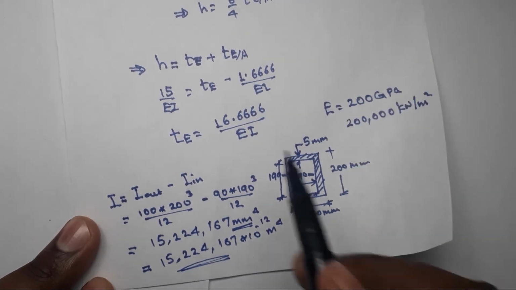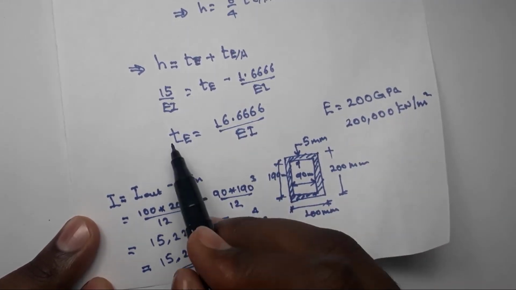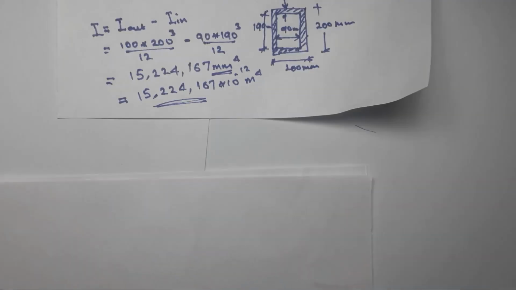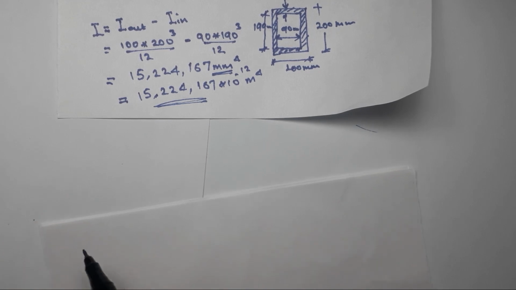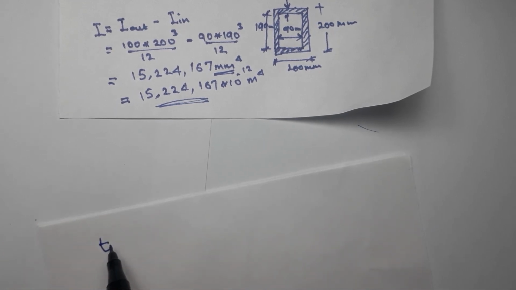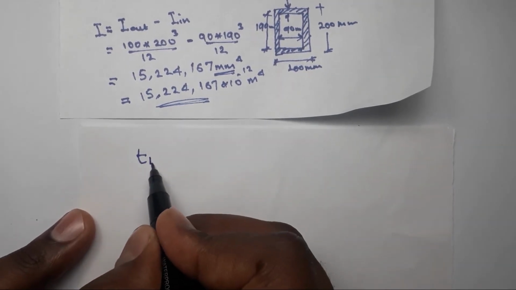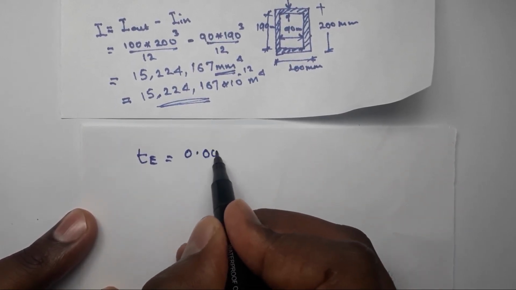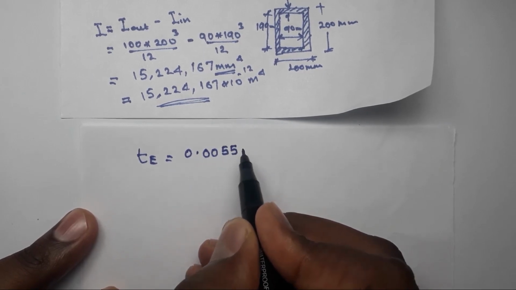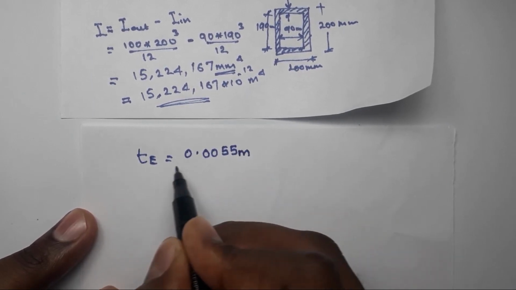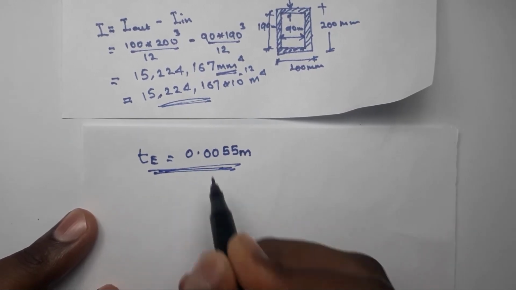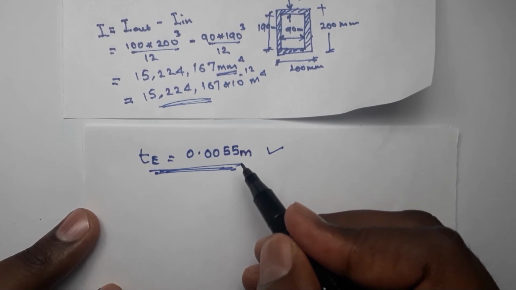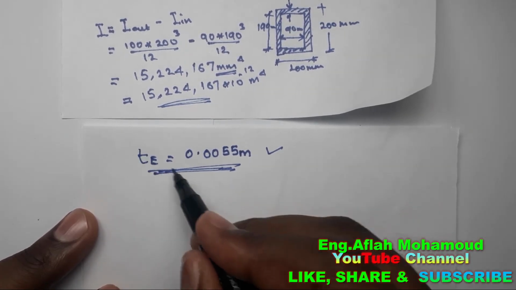By inserting this into my equation, I can calculate the translation of E like this. So from this I have the translation of E will be equal to 0.0055 meter. This will be my last answer for the translation of point E. This is a translation of point E.